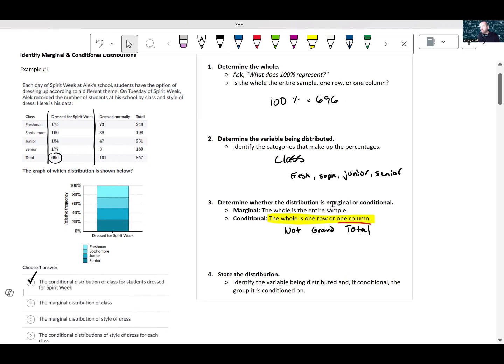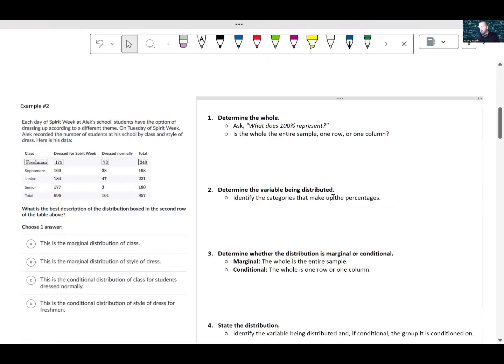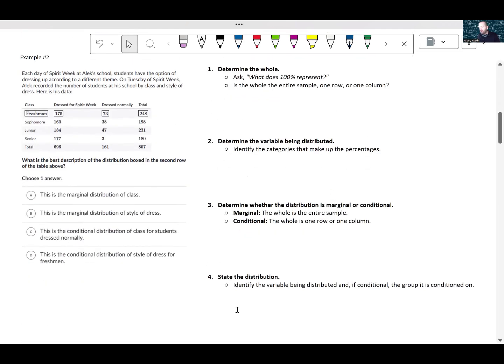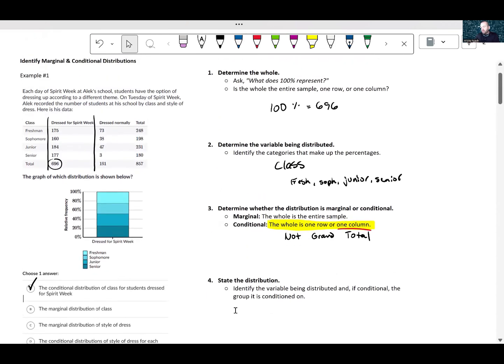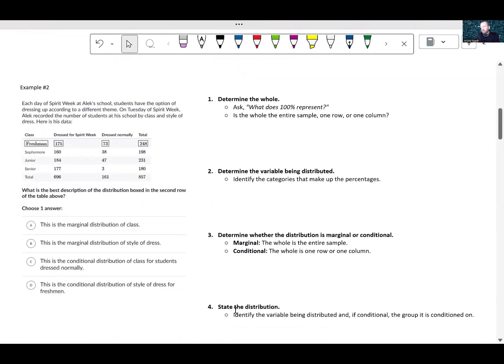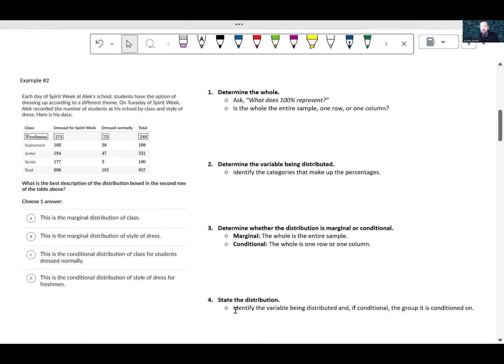Okay, let's look at another one of these. I wrote our steps out here again so we can look at this. We also have Spirit Week again. It looks like this is the exact same data from before. Let's just double check here. Yeah, this one's on a Tuesday of Spirit Week, and we have the same numbers in our two-way table.